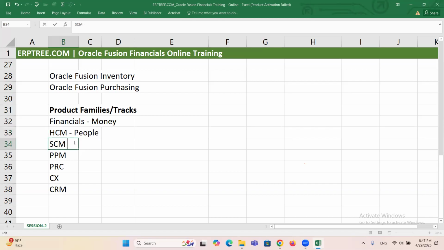And SCM applications are primarily involved in sales. SCM stands for supply chain management. When you say HCM, it stands for human capital management. By using HCM, companies can maintain employee-related information and run the employee payrolls.